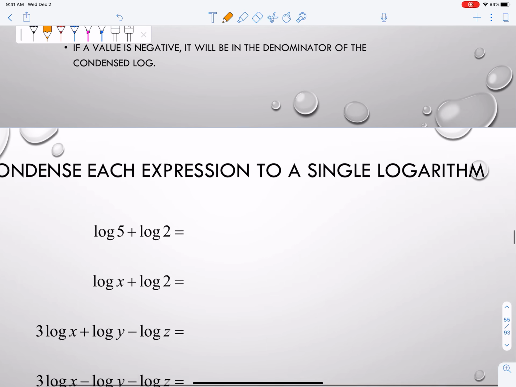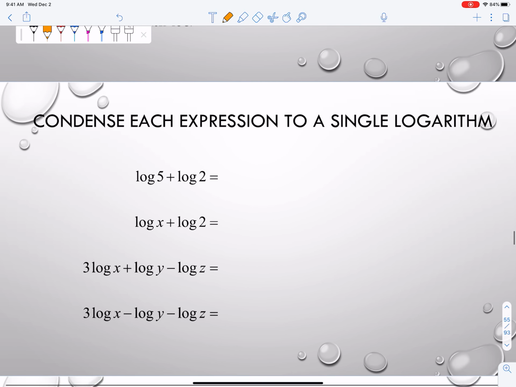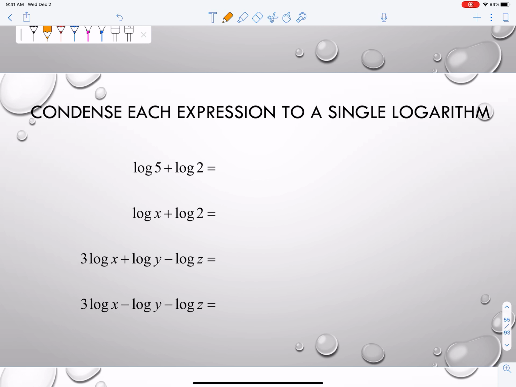All right, so if we're condensing to a single log, a couple quick examples. Again, the bases must match for this to work. Here I have log of 5 plus log of 2. They're both base 10, so I can get log of 5 times 2, which simplifies to log of 10. I still want to ask myself, can I simplify this? Here I have log base 10 of 10. 10 to the first power equals 10, so this simply equals 1.